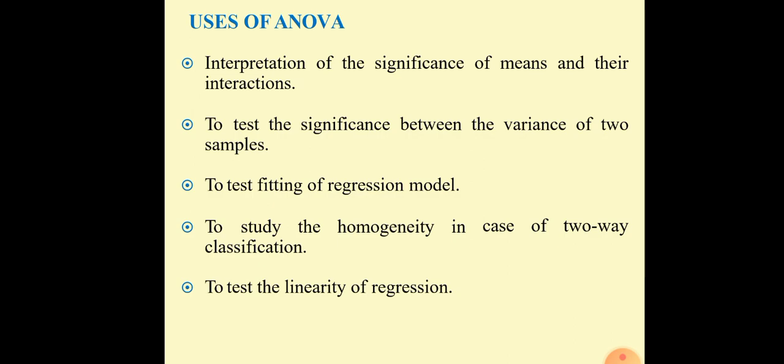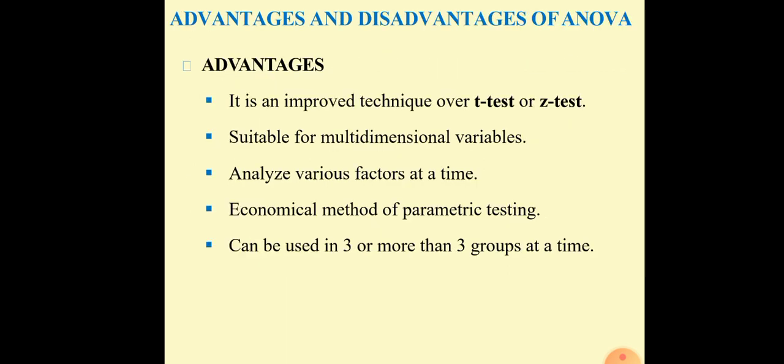Now, uses of ANOVA. What are the uses of ANOVA? Interpretation of the significance of means and their interaction, to test the significance between the variance of two samples, to test the fitting of a regression model, to study homogeneity in case of two-way classification, and to test the linearity of regression.